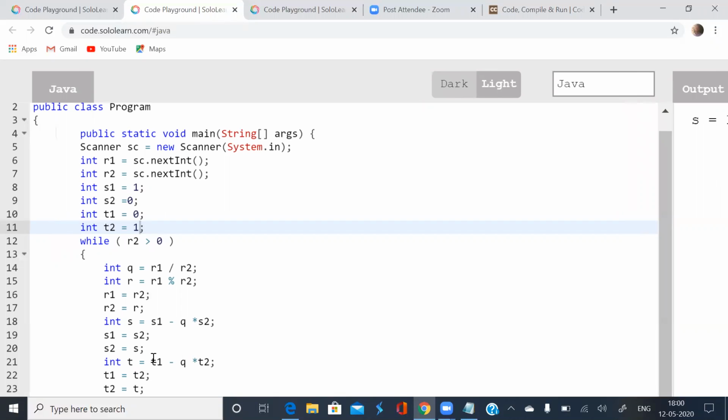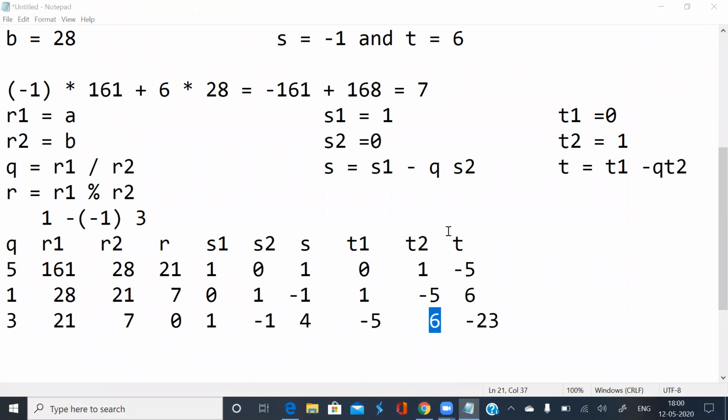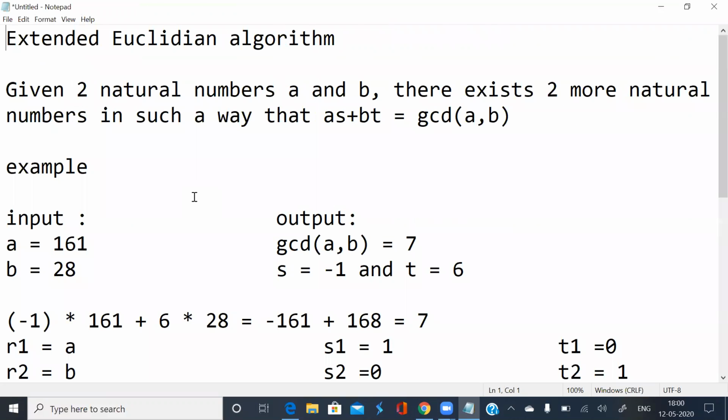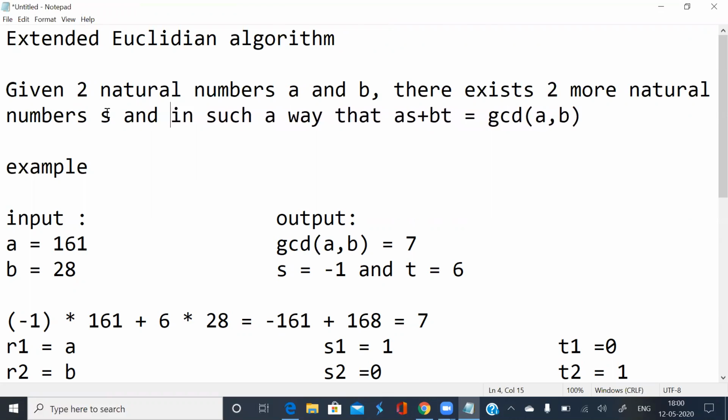It finds out two natural numbers. What two natural numbers? S and T in such a way that AS plus BT equals GCD of A and B, okay. So I hope you understand it.